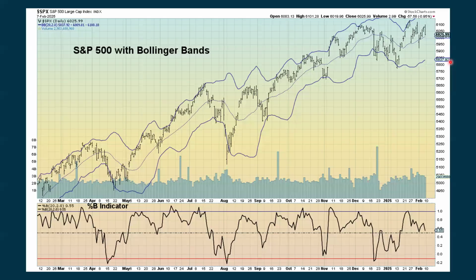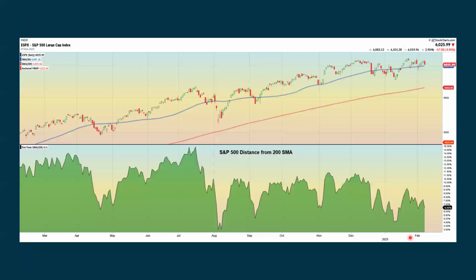Bollinger Bands, there's a lot of different ways that you can use Bollinger Bands for analysis of the market. This is just one particular way. This is called the percent B indicator, and it measures when we're above or below the upper or lower Bollinger Band. We're not there now. And I only show this chart if we're getting some kind of an extreme reading.